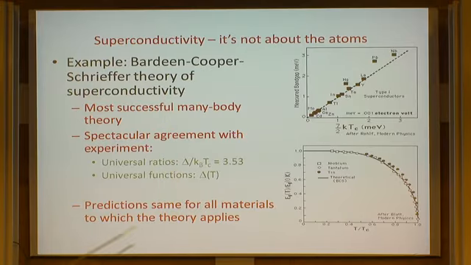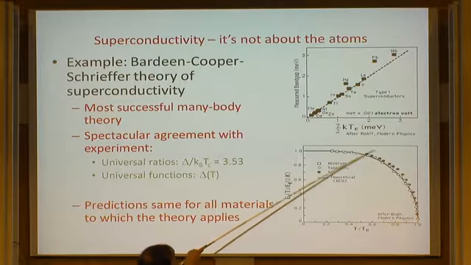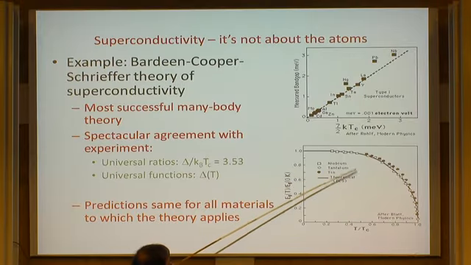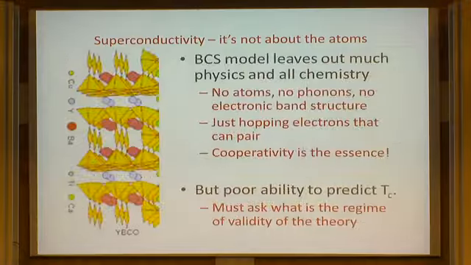So that's very interesting. If you look at this energy gap as a function of temperature, what you find is if you plot T over Tc, you find that the data fall onto one universal curve, and that curve is identical to the curve predicted by the theory. So that's just one of many, many predictions that the theory makes. And the predictions are the same for all materials to which the theory applies.